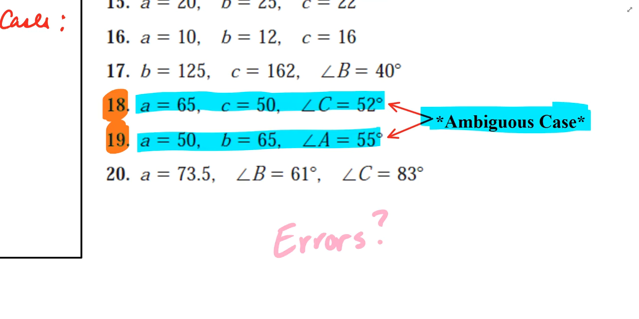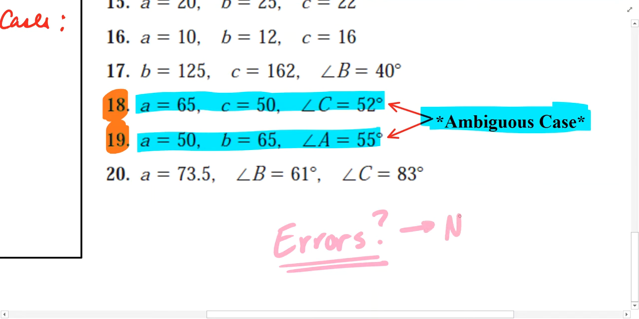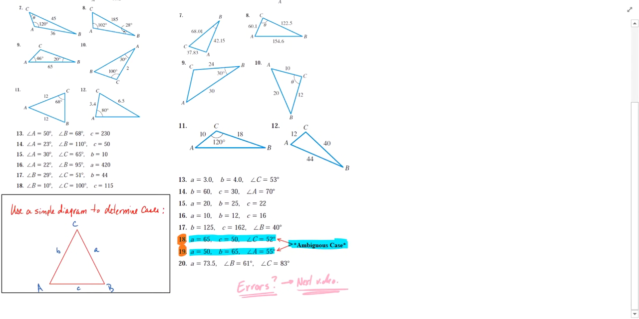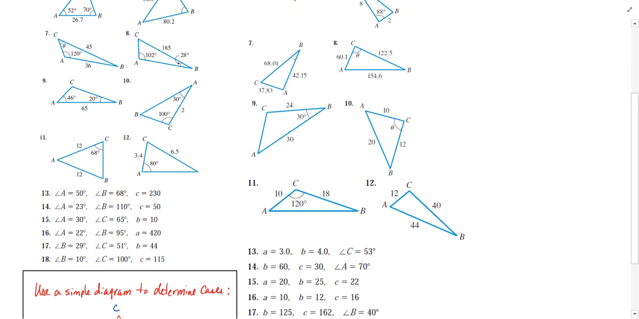So it's entirely possible that when using a calculator to solve your triangle here, you may encounter errors, and we'll show you how to address those errors in the next video. So you should be able to solve everything without any trouble, I think, except for 18 and 19. And if you do encounter any errors or mistakes with 18 and 19, we'll talk about the ambiguous case in the next video.